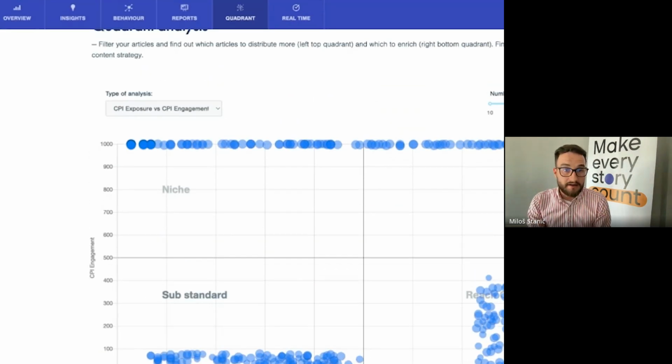Niche articles are the articles that can still contribute well to your strategy. Those are the ones that have high engagement, but lower than average exposure, which means that they were not read by a lot of people, but those people who were able to find them were very pleased with the content. They read it attentively. So maybe it was just our mistake, such as we didn't promote it enough.